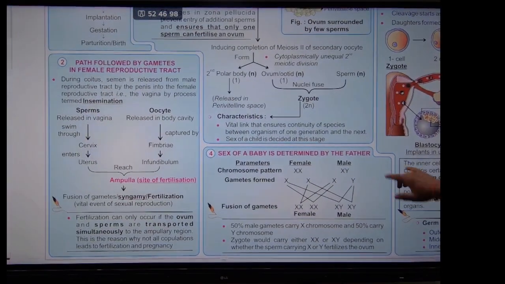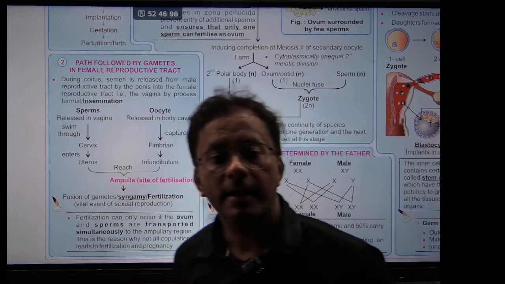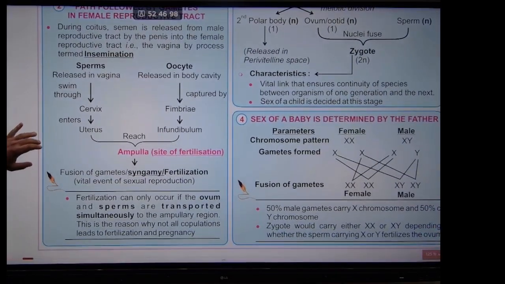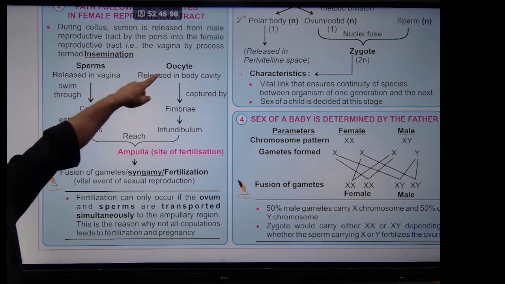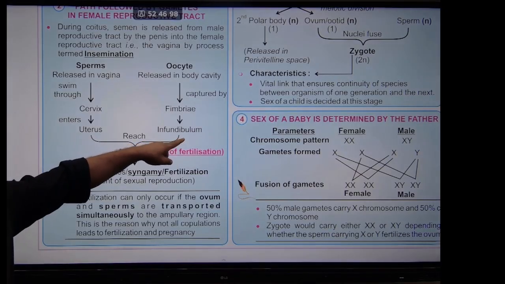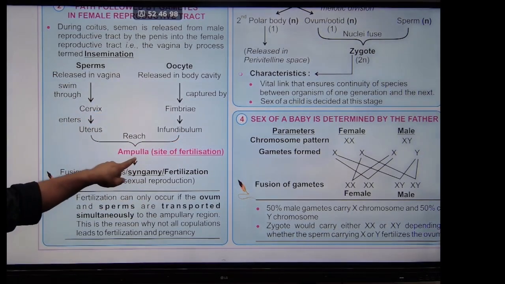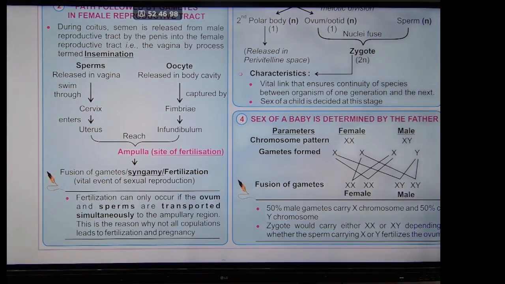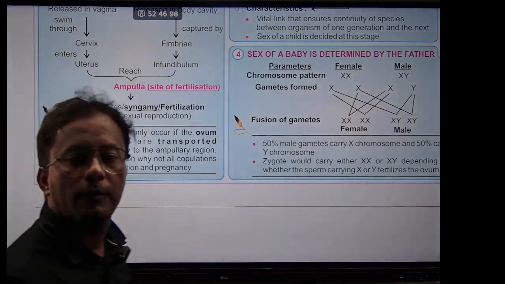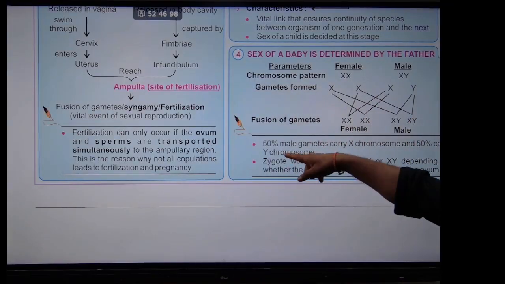During coitus, semen is released from the male reproductive tract by the penis into the female reproductive tract, that is the vagina, by a process called insemination. So what happens here? The released sperms in the vagina swim through the cervix and enter the uterus. The oocyte is released into the abdominal cavity, picked up by the fimbriae and moves into the ampulla region. So in the ampulla, the fertilization takes place. And the fusion of gametes is called syngamy or fertilization, correct?